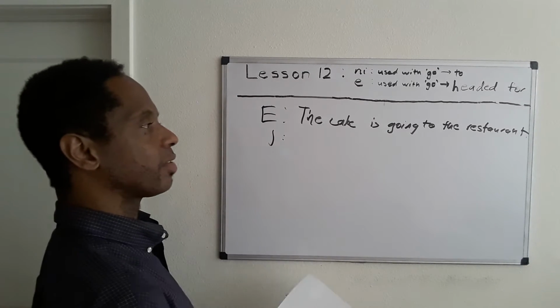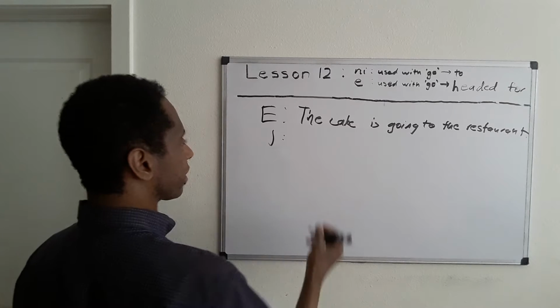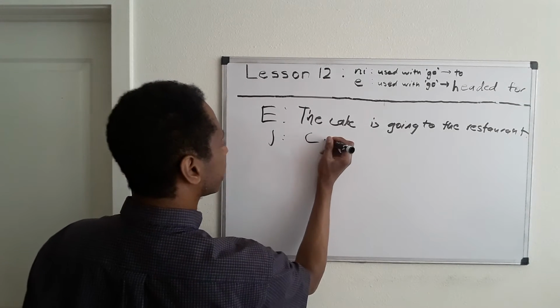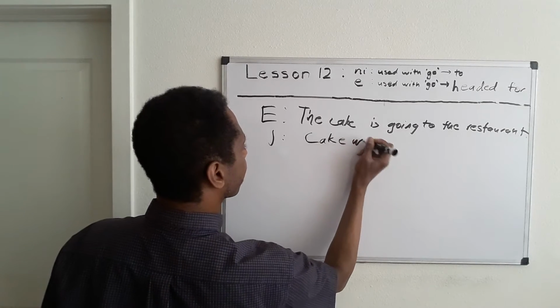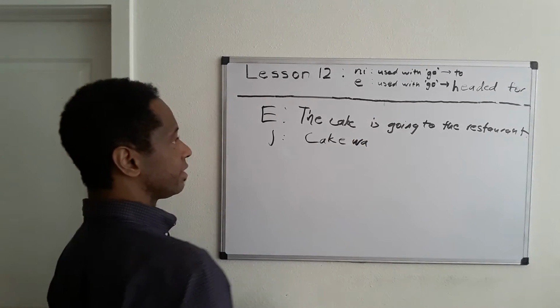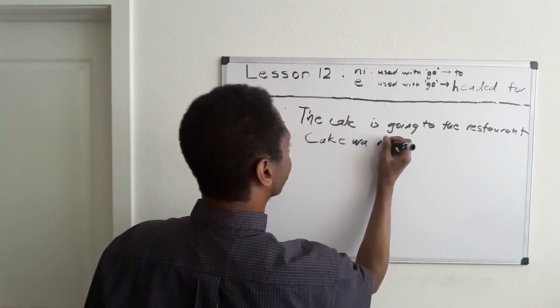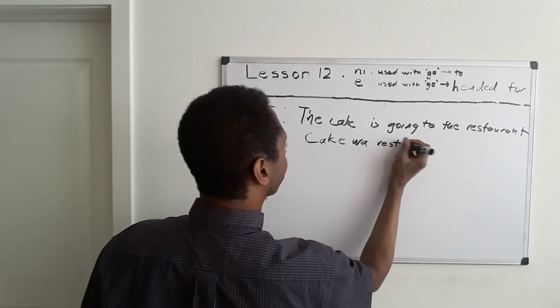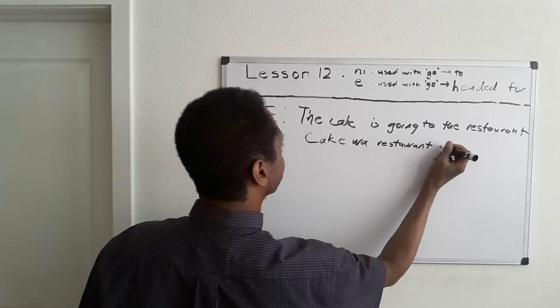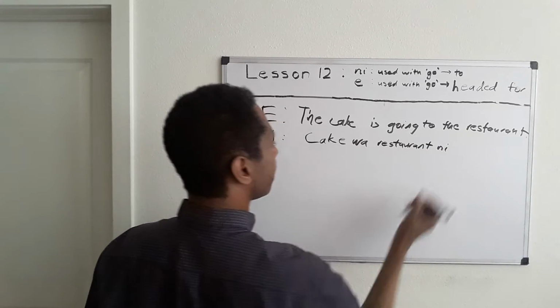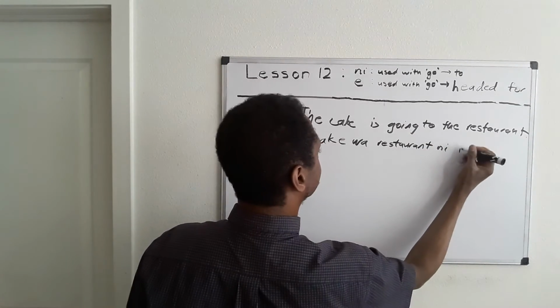Okay, the cake is going to the restaurant. Okay, let's write this in Japanese. Cake wa restaurant ni ikimasu.